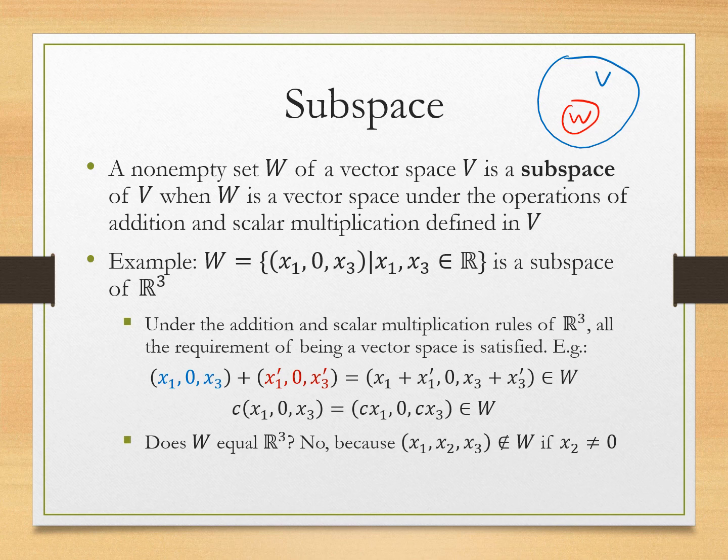But W is smaller than the three-dimensional real number space, because W only contains the vectors with exactly 0 in the middle, whereas the three-dimensional real number space contains all three-dimensional real vectors, including those that are not 0 in the middle. So W is a subset of V. W is a vector space. V is a vector space. So W is a subspace of V.